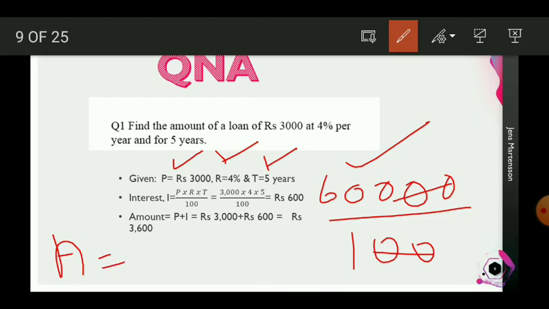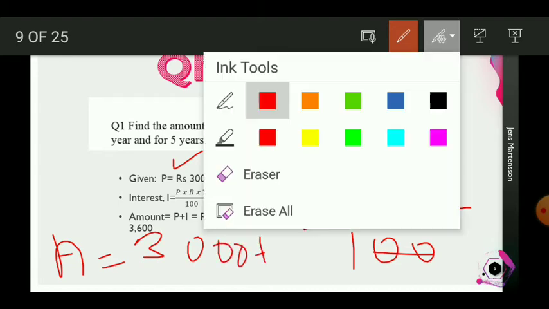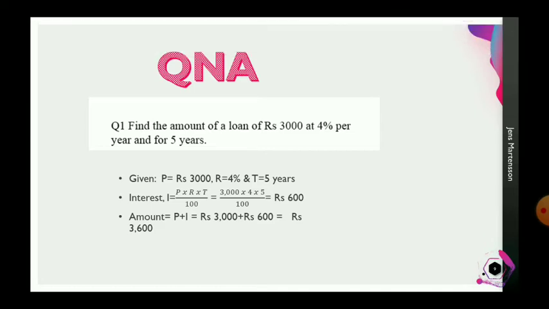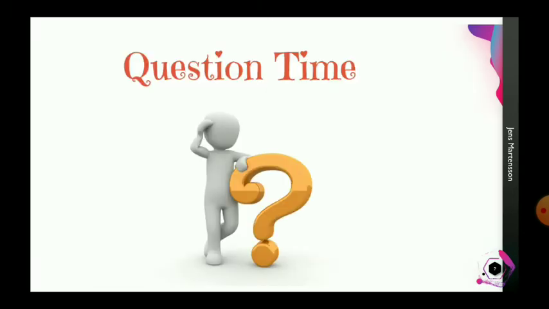Now amount equals the principal amount, which is 3000, plus the interest amount, the amount which has interest. So what do we get? 3000 plus 600. That's very easy. It's 3600. Isn't it so? Let's proceed now.